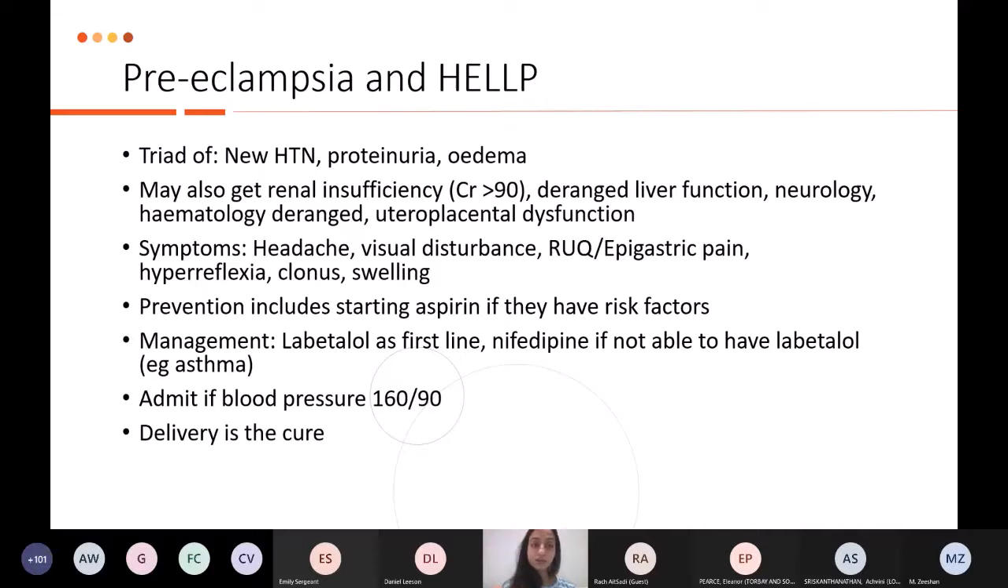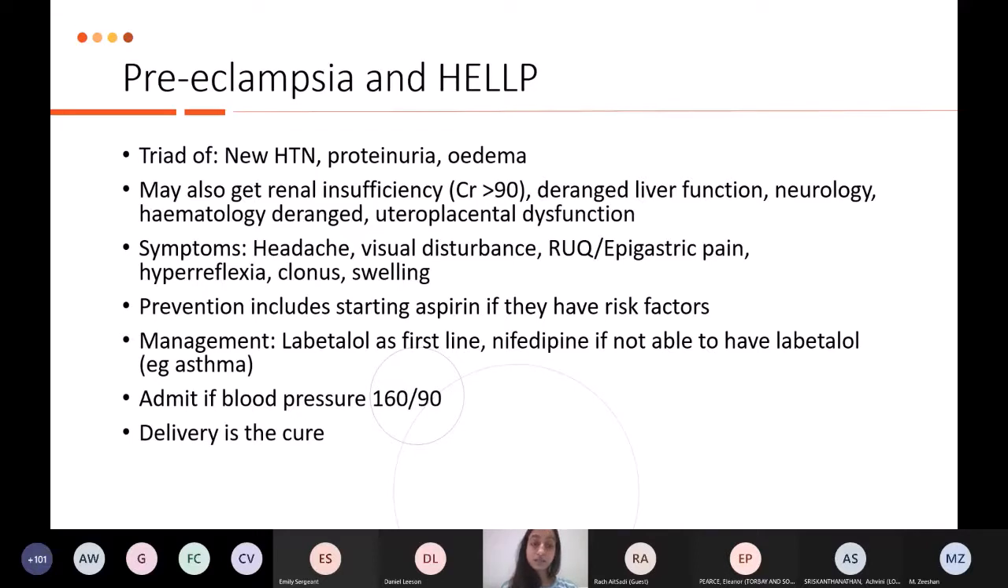If you do develop preeclampsia, we know that there can be other complications that come from that. So you may end up getting renal insufficiency. So that's why we do a whole list of bloods when we are considering that you might have preeclampsia. If you see a creatinine above 90, we're worried that that would probably be classified as deranged renal function for women.